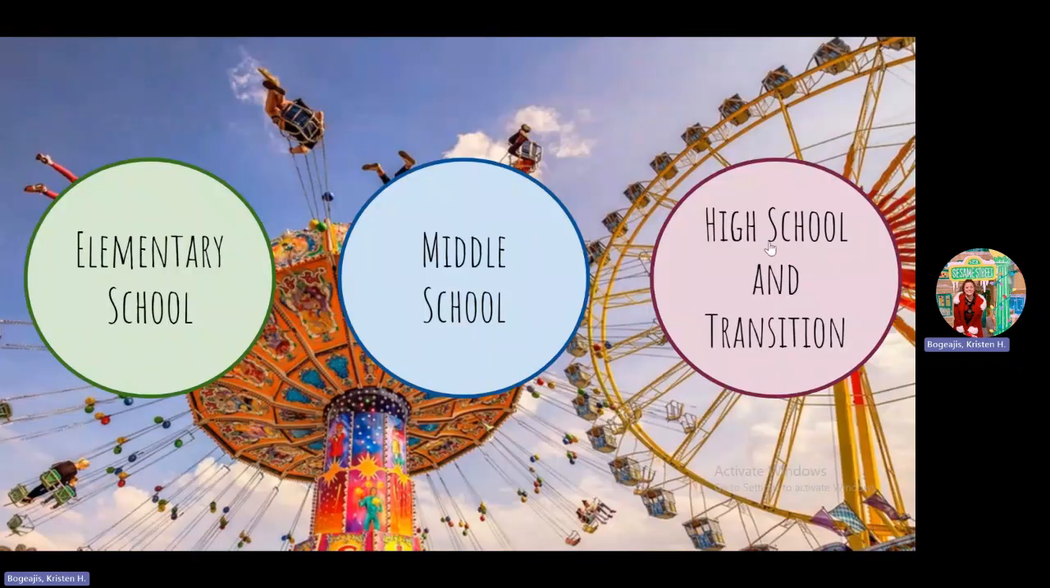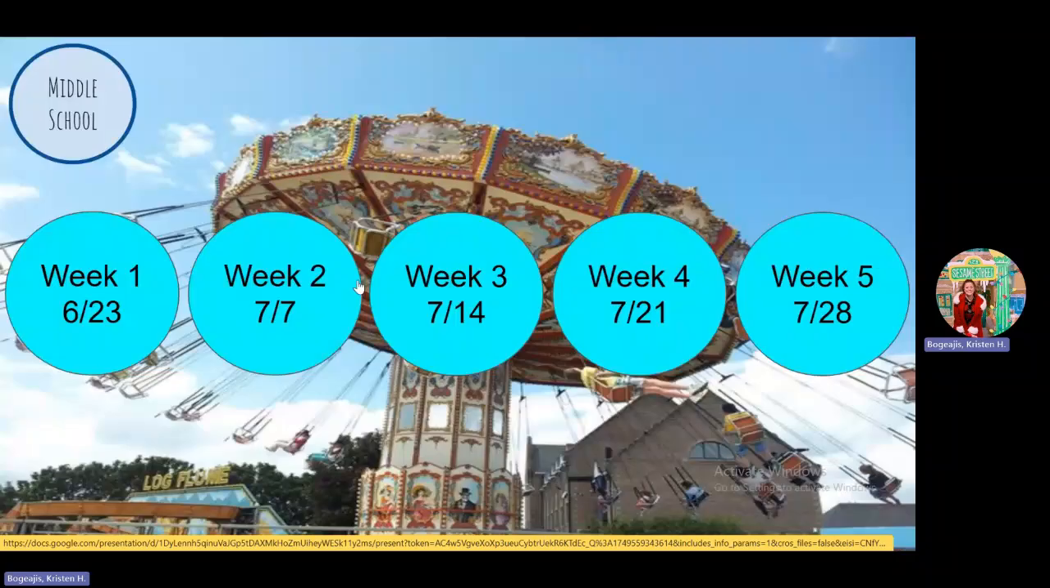All right, so once you get to these little bubbles, these little circles, you are going to see the different grade levels. By clicking on these grade levels, it is going to navigate you to those slides. So let's just use middle school as an example. Click on middle school, and then you are going to click on the week that you're currently in. Let's use week 2 as an example.